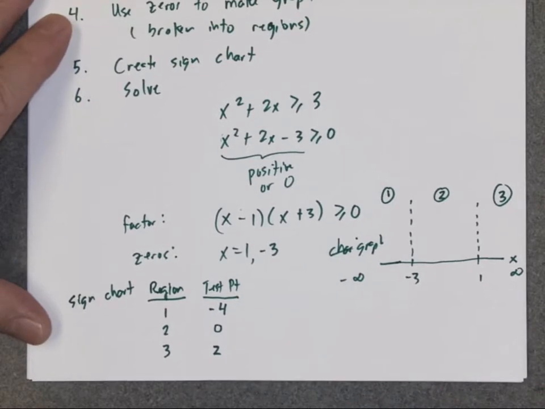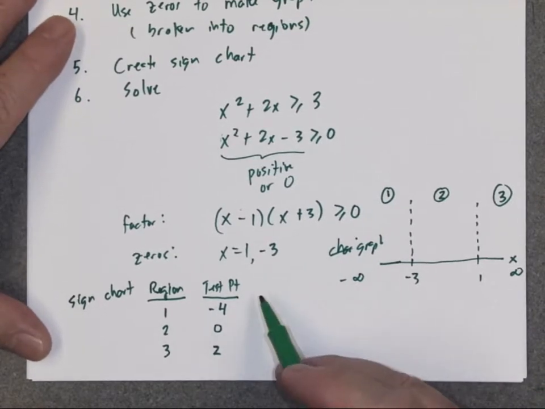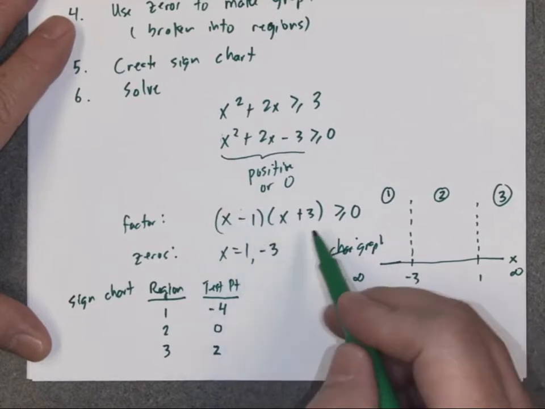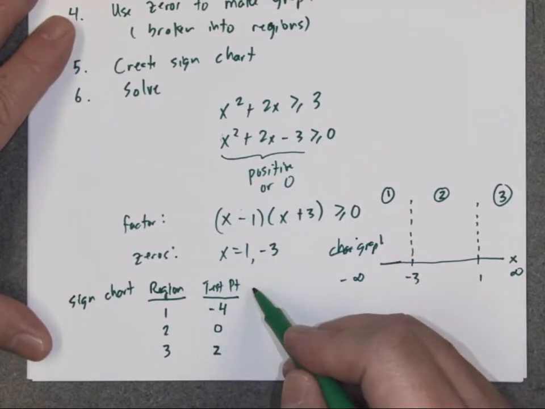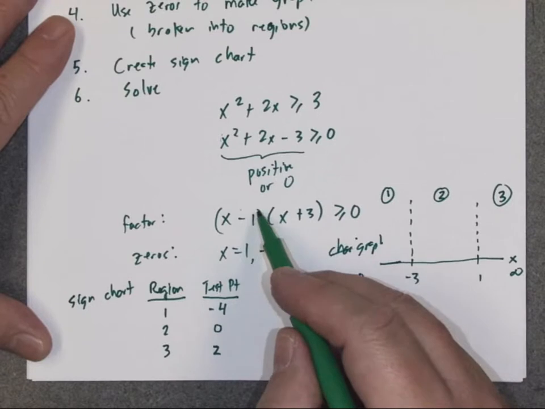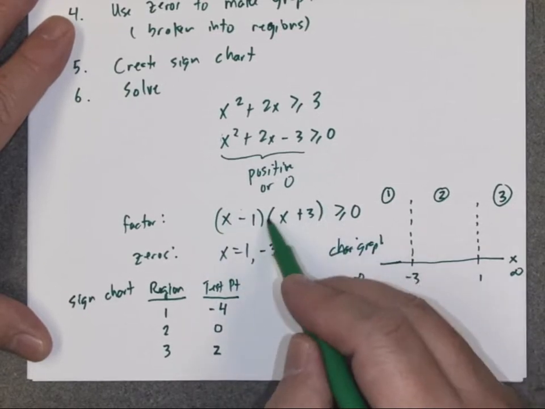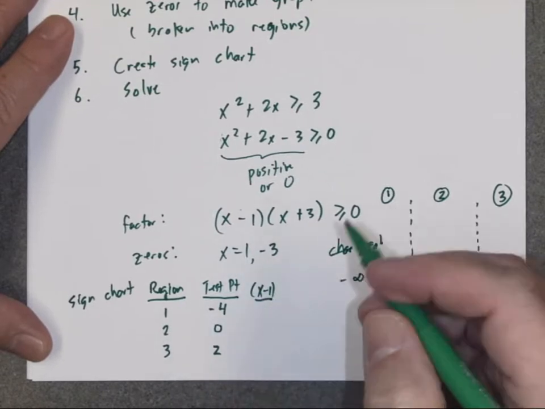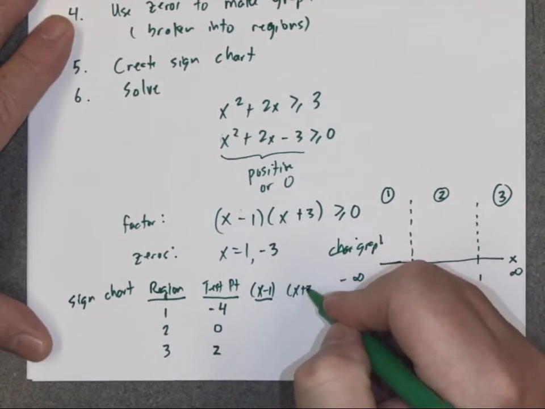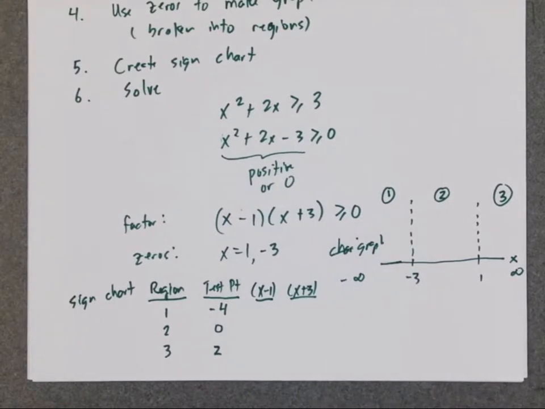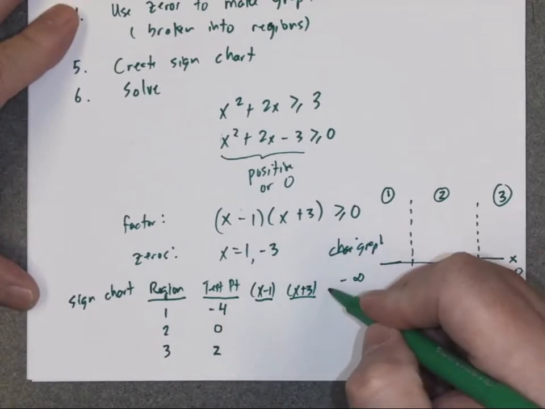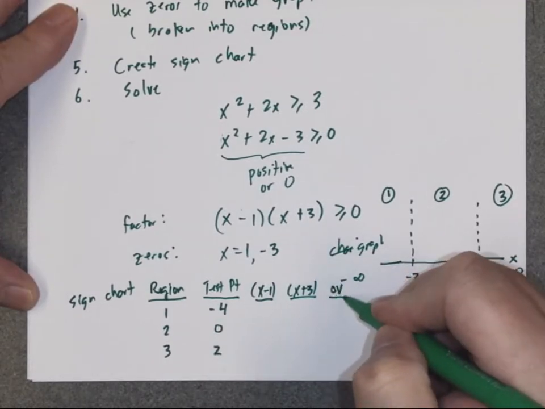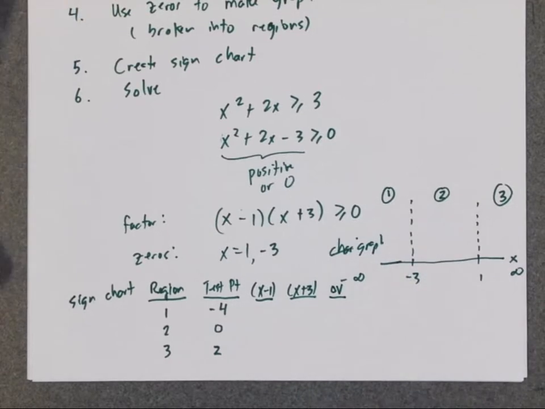How about 2? Now what I'm going to do here is go back to my factored expression, and I'm going to list each factor one at a time. Factors are things you multiply. I have 2 factors here, these 2 parentheses. So here's the first parenthesis, and here's the second parenthesis. And then finally, one last column. That's an OV, and that stands for overall.